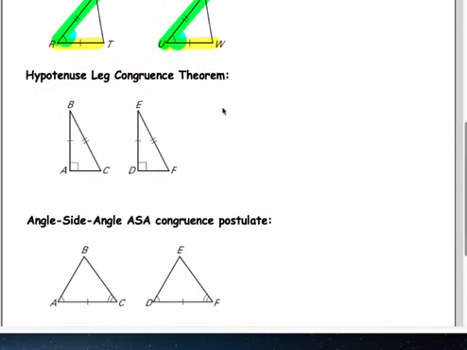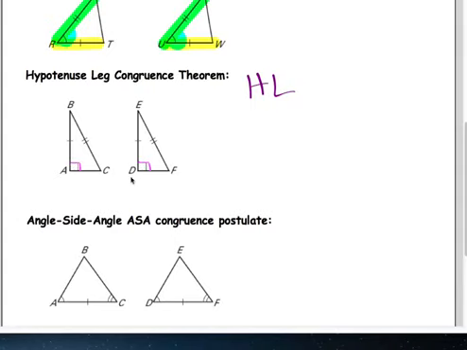Hypotenuse leg is kind of the oddball of the family of the shortcuts. We would write HL to represent that one. Looking at this picture, I want you to notice that although there are 2 letters in the reason, there are 3 things you need to look for. You need to spot the right angle, otherwise it can't be HL.